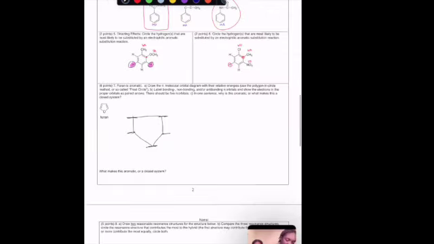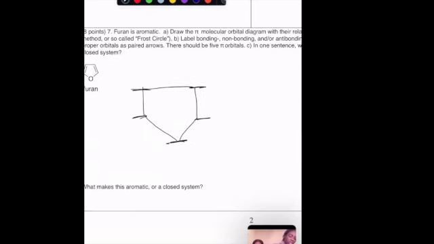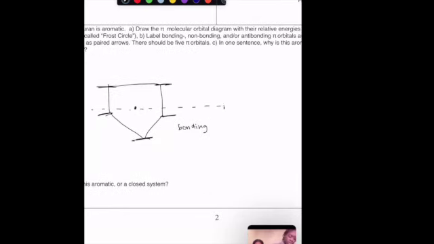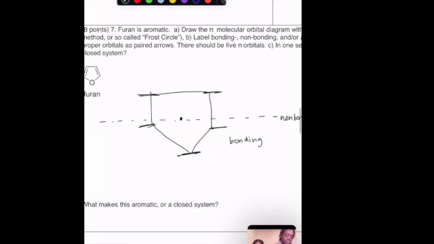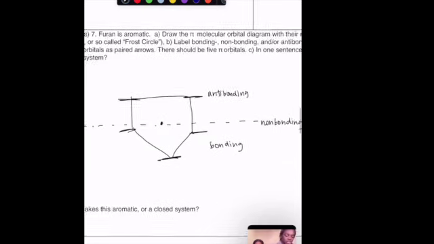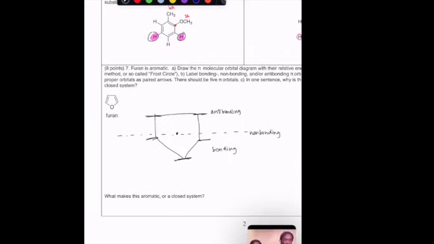Let's read the directions. Draw the relative energies, Frost circle, and label bonding, non-bonding, and/or anti-bonding. So he's asking you to do everything. He didn't say only do one part. The ones down here are going to be our bonding orbitals. Then we have a line that goes across, which tells us those are the non-bonding orbitals. And then we have our anti-bonding up here. Make sure you read the directions because you might have glazed over that and thought you were done, but you're not.